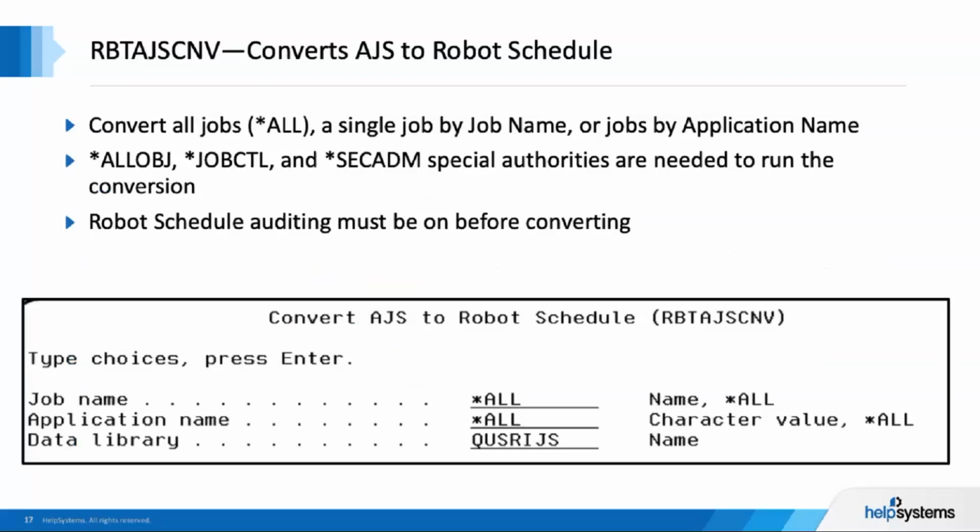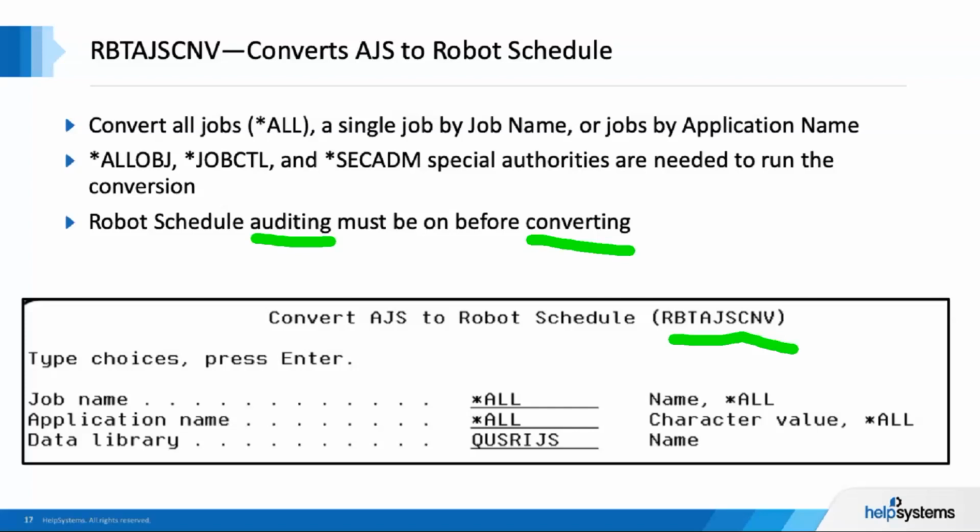Got you. Yeah. So similar to the conversion of scheduled entries is the Advanced Job Scheduler conversion. This utility will take your jobs from the Advanced Job Scheduler straight into Robot Schedule. Again, you'll need a powerful profile, so that's all OBS, job control, and sec admin. This time the command is RBTAJSCNV, and again, it can be found in the robot library.